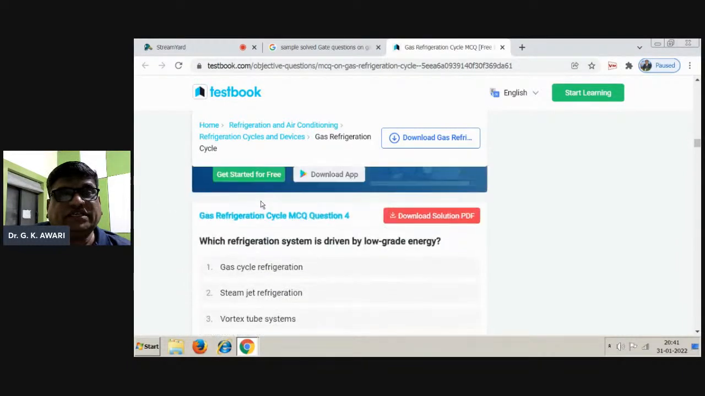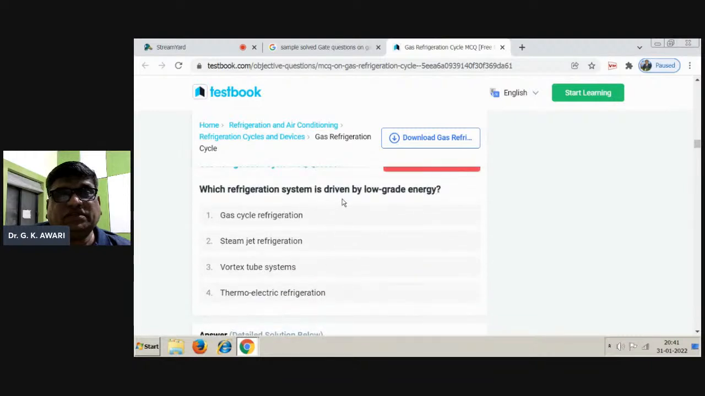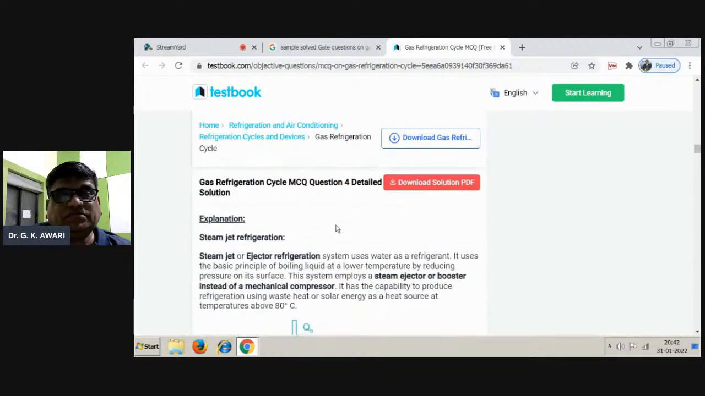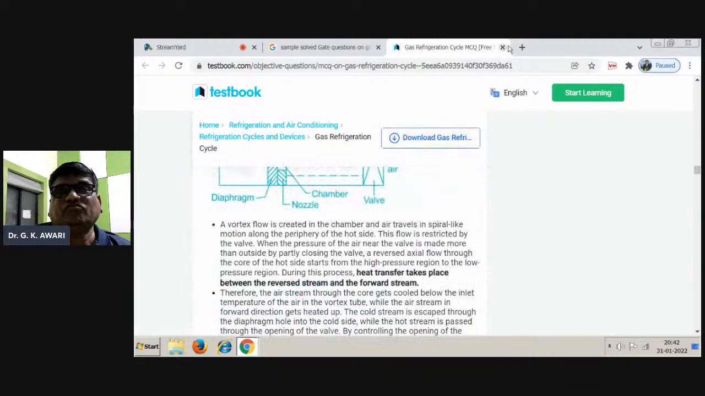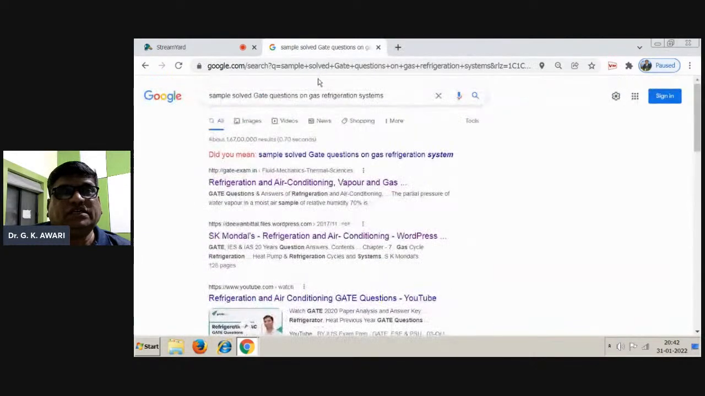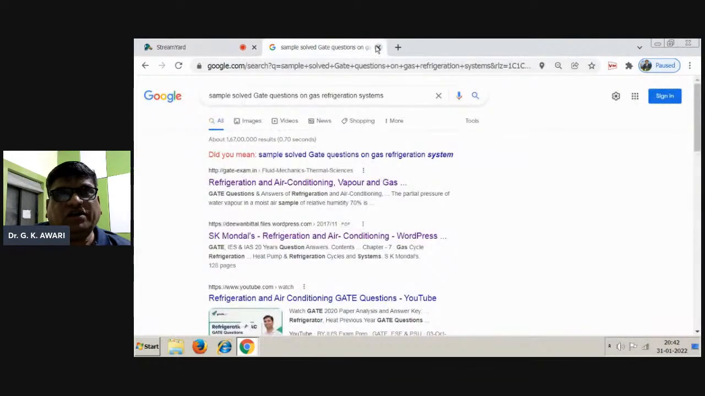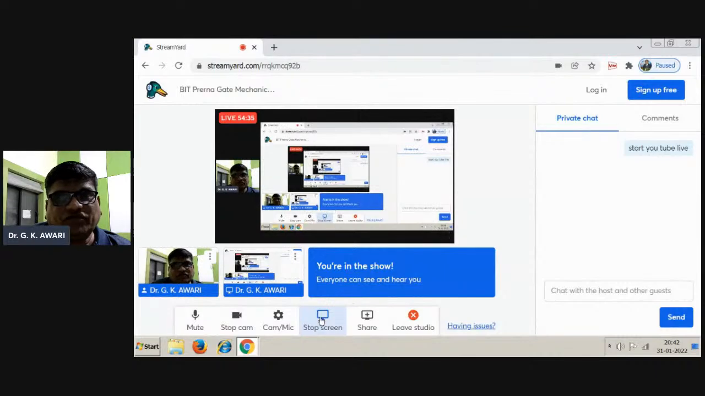Which refrigeration system is driven by low grade energy? Steam jet refrigeration system is powered by low grade energy. Okay. So these are some of the solved examples from the GATE examinations. What you need to do is, there are certain online sites available wherein you can look for various solved numericals, focus on them, practice them and prepare.